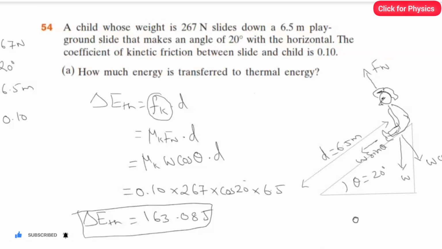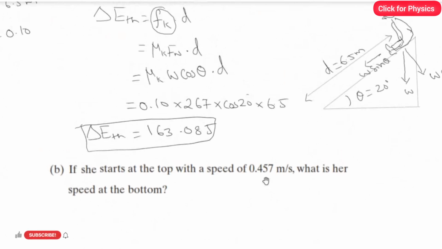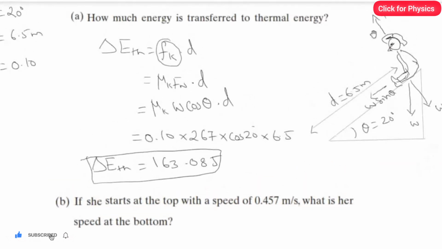So what is given in the second part? If the child starts at the top with a speed of 0.457 meter per second, what is her speed at the bottom? That means the initial speed is given. We have to find what is the final speed. So the child is going to slide in this direction, in the direction of W sine theta. So we have to find what is her final speed.